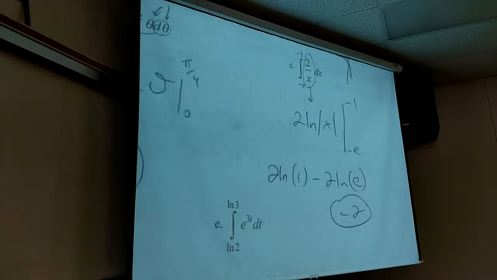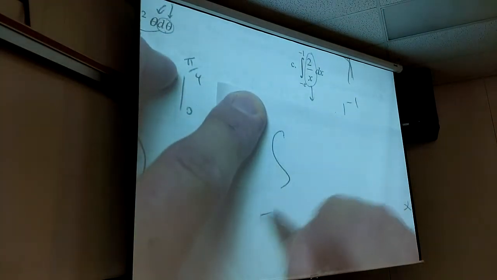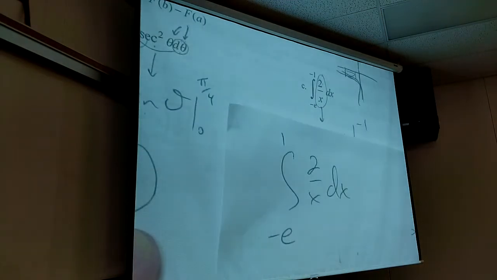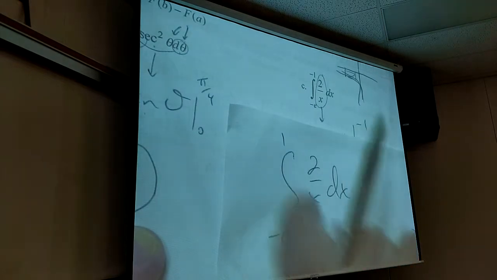Real quick, when I'm on this subject, what would be wrong if I would have made this integral this instead? Just one little change. What's the little change I made? I made one little change. Positive 1 instead of negative 1. This integral is not doable. Why?